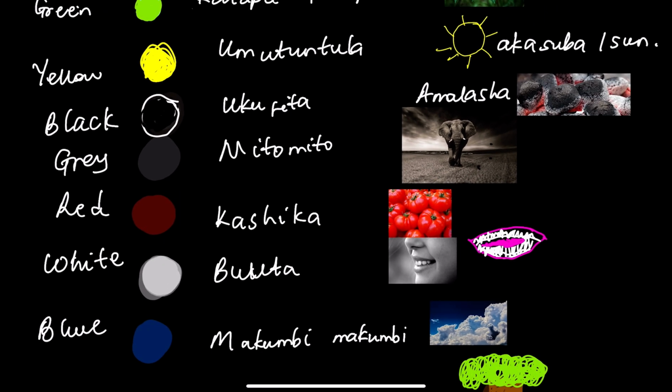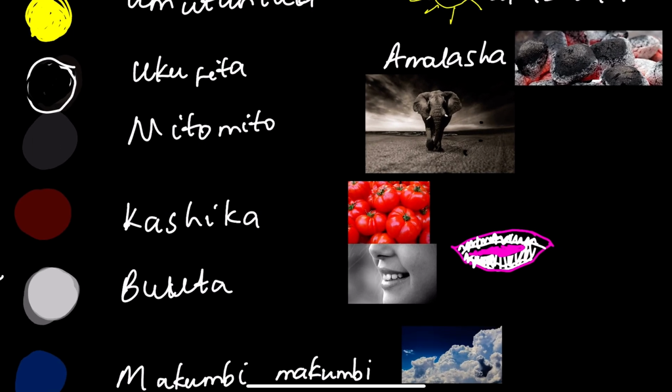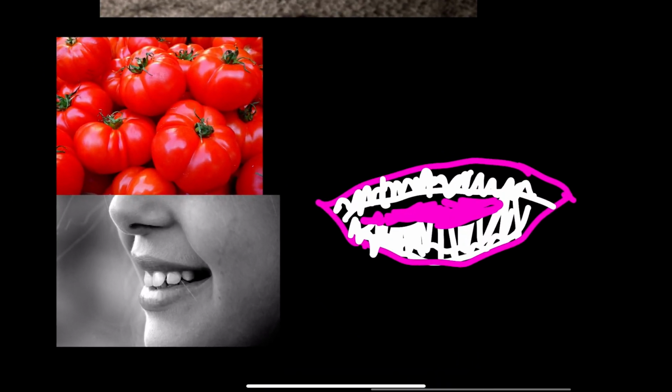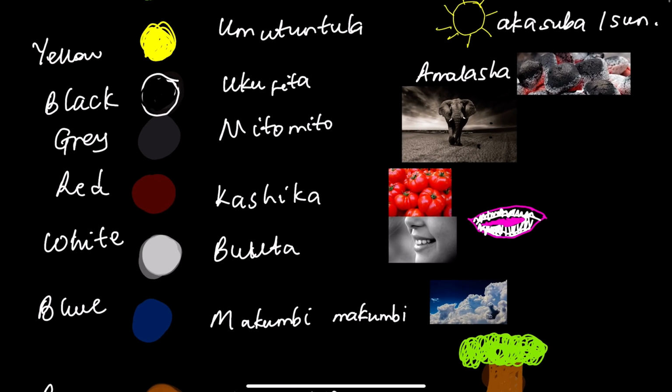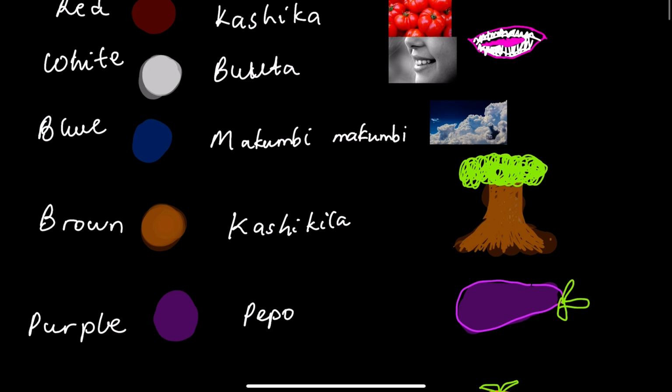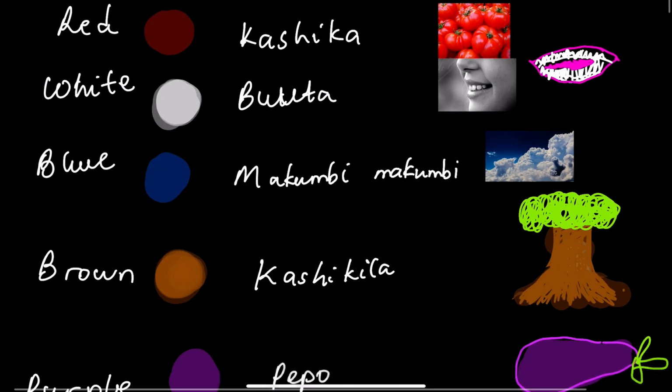And then white means wuta. So teeth are white. I was trying to draw teeth here. So teeth, like ameno, yali wuta. That means your teeth are white. Blue is makumbi. Makumbi means clouds. And clouds, like if you see in this picture, clouds are blue.